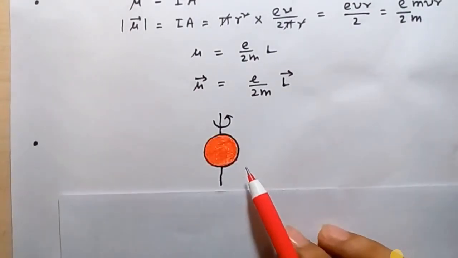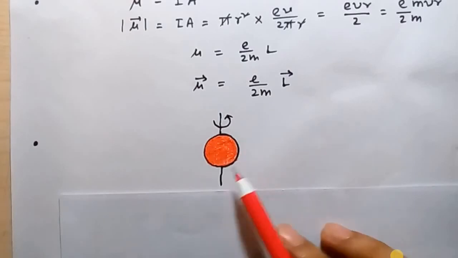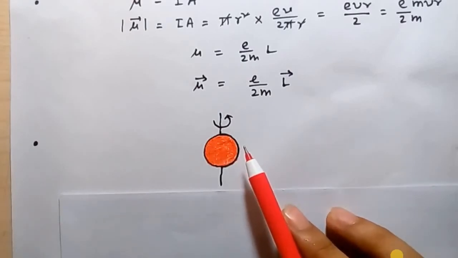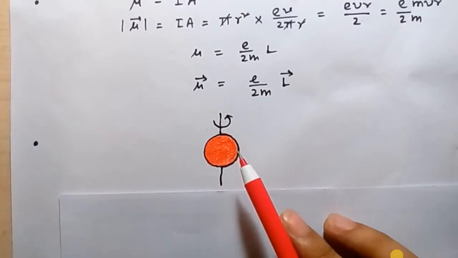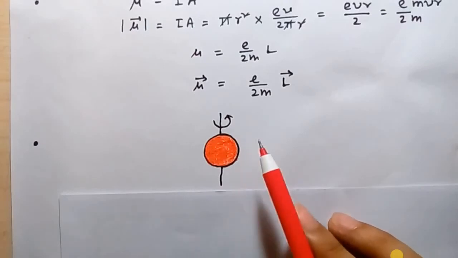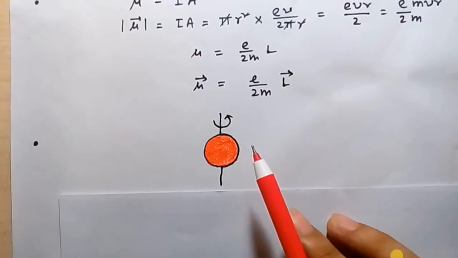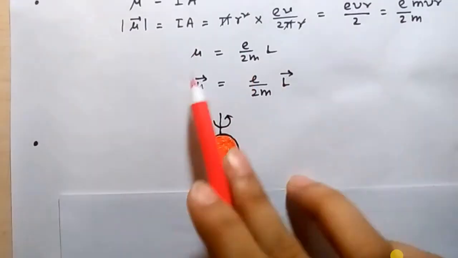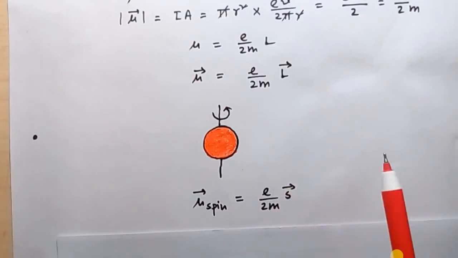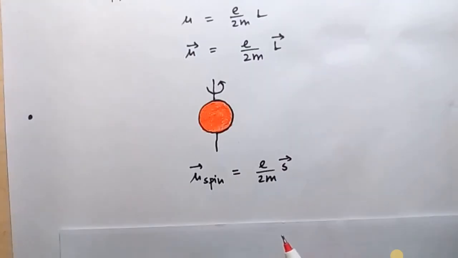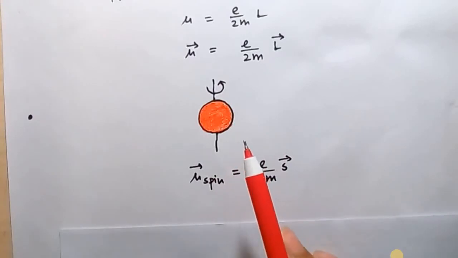Now, if we think of the electron as a spinning sphere of charge, spinning about its own axis, the moving charge will constitute a current, and it will produce a magnetic moment. The relation can simply be extrapolated from this expression, and we can write the magnetic moment due to spin equals e by 2m times the spin angular momentum, as spin is just another kind of angular momentum around the axis. But this is not quite the picture. The classical picture of a spinning electron is wrong.